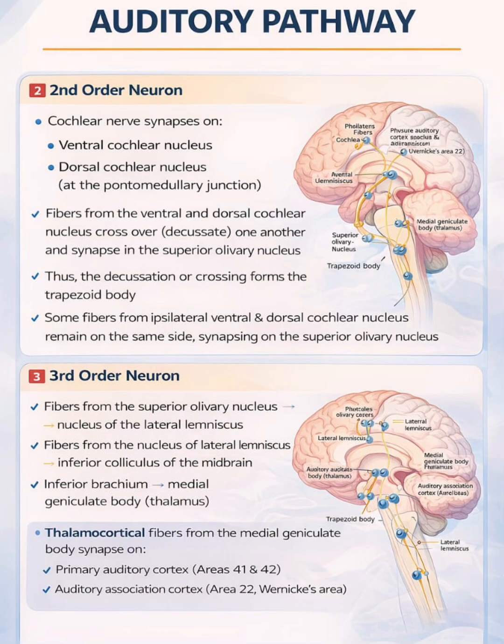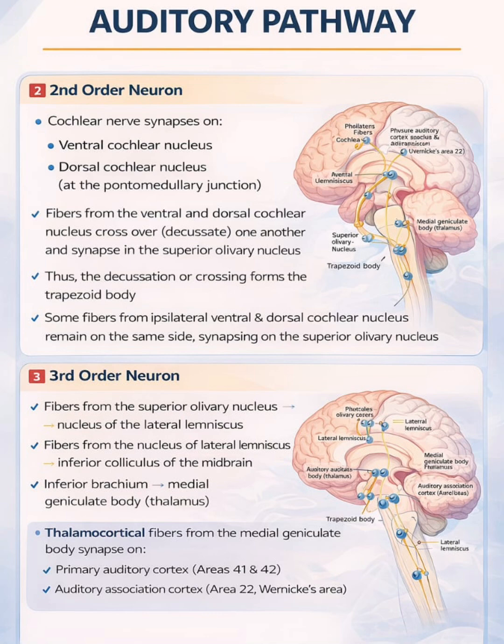Remember, the first stop is at the spiral ganglion. This next stop is after they decussate, they snap on the superior olivary nucleus. It snaps on the superior olivary nucleus. So the superior olivary nucleus, you can see it at the lower level of the pons. So when they snap there, what happens?